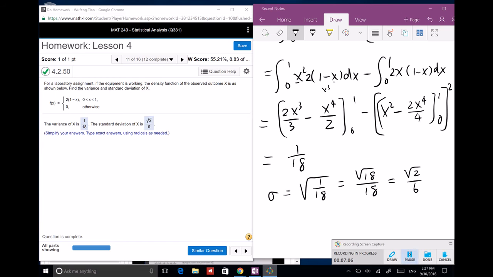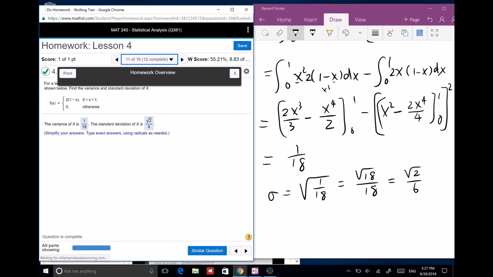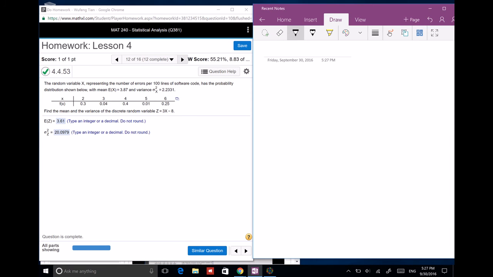Okay, so next one. E of z, which is simple. E of z equals E of 3x minus 8. Basically it equals 3 times E of x, minus E of 8, which is 8. So 3 times E of x, which is 3.87, 3 times E of x.